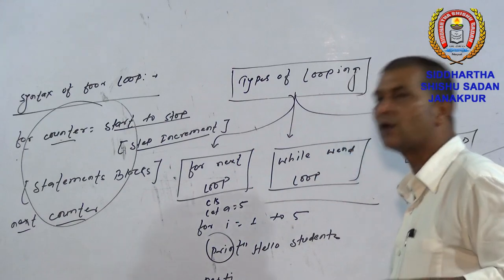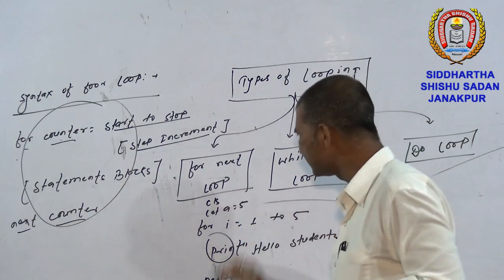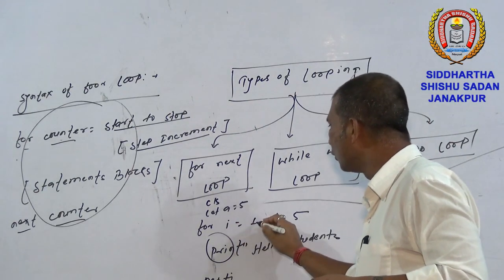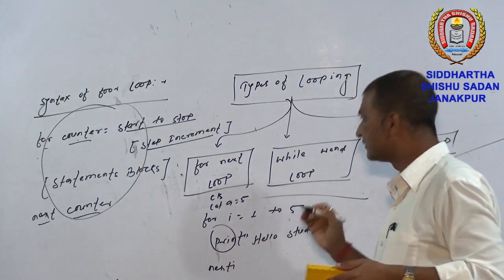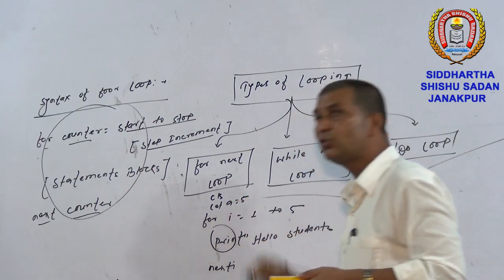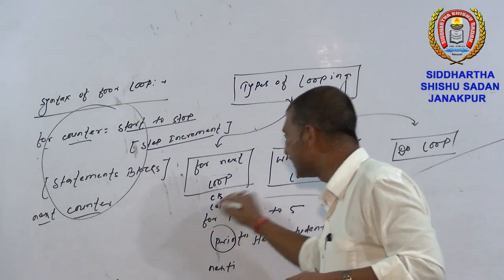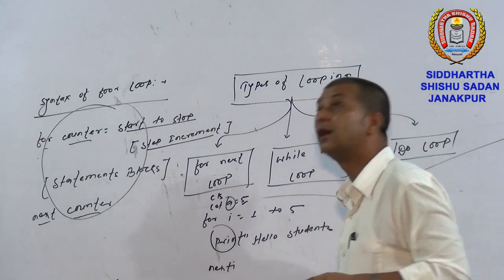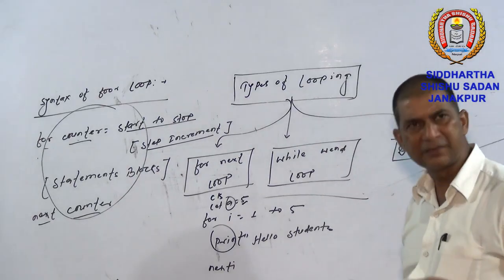One very small program I have to take. CLS, let a equal to 5. For I equal to 1 to 5. Students, let a equal to 5. What is a? A is a variable. What is equal to? Assignment operator. And what is 5? It is a numeric constant, an integer constant.